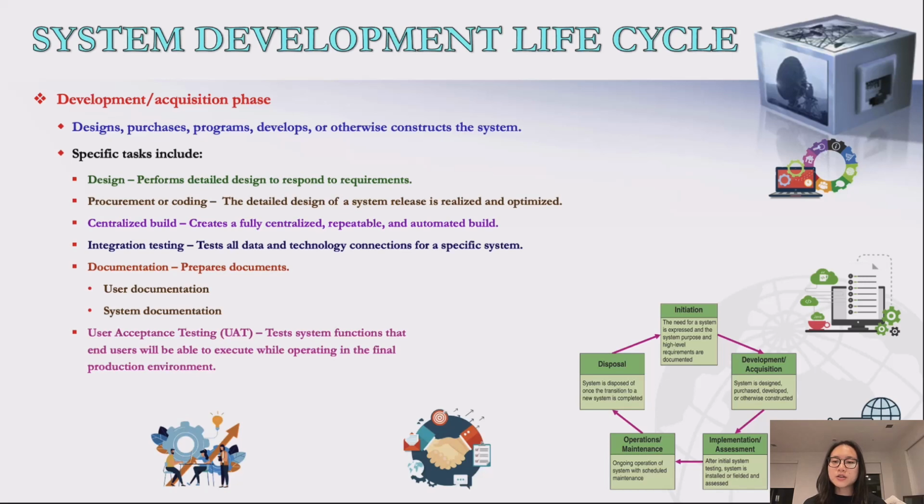And finally, user acceptance testing is targeted at system functions that end users will be able to execute while operating in the final production environment. Such testing ensures that what an end user does or sees meets the appropriate quality expectations.